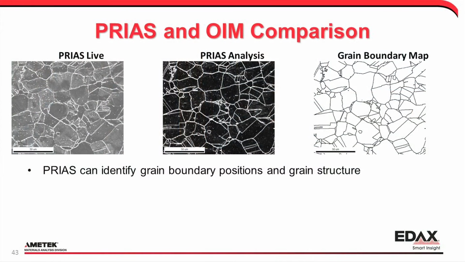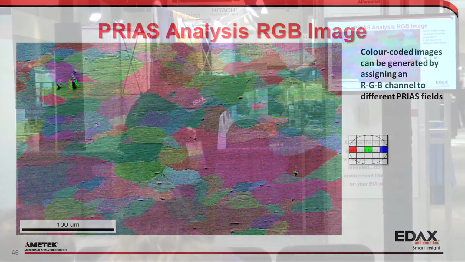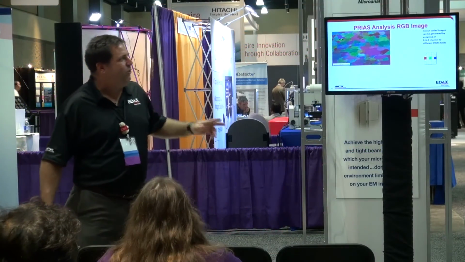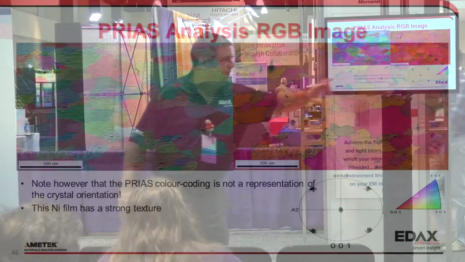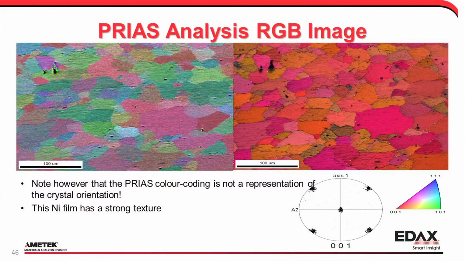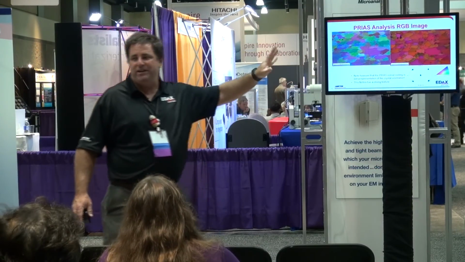So we can get some good quick information that can lead to some other smarter approaches for sampling the data if you wanted to. This goes back to your comment, Kathy, that when we do the RGB coloring, remember that the colors don't correspond to orientations. In this case, this film is actually very strongly textured. It's 111. So the variation in color isn't really showing the variation in crystal orientation. If you're used to OIM maps, you have to be a little careful how you initially interpret it. It's counterintuitive in that regard.